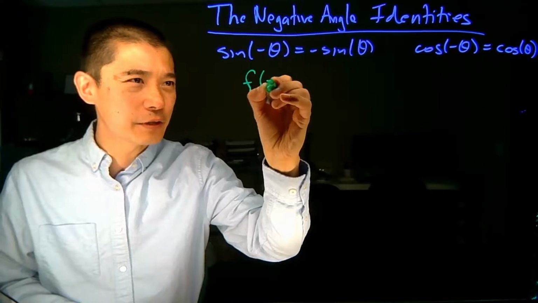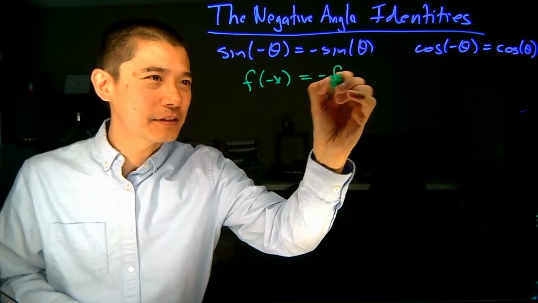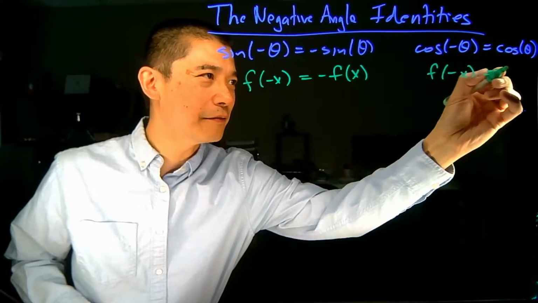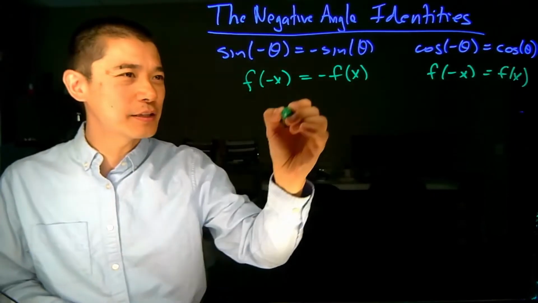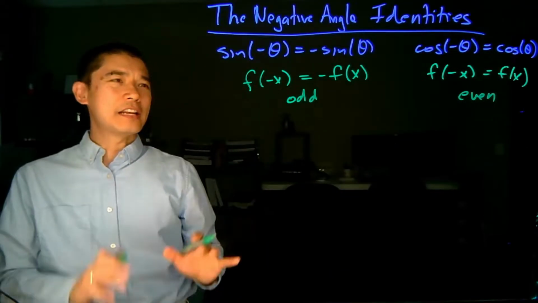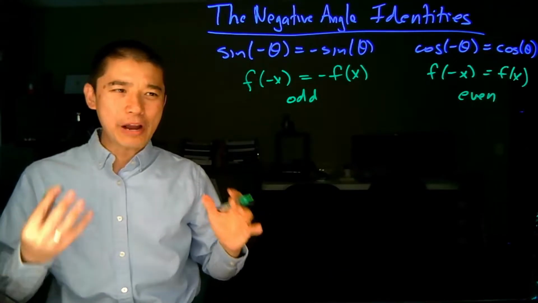Maybe you saw it written like this: f of negative x is equal to negative f of x, and f of negative x is equal to f of x. You might actually remember that these are known as odd functions, and these are known as even functions. And odd functions and even functions have certain graphical properties.